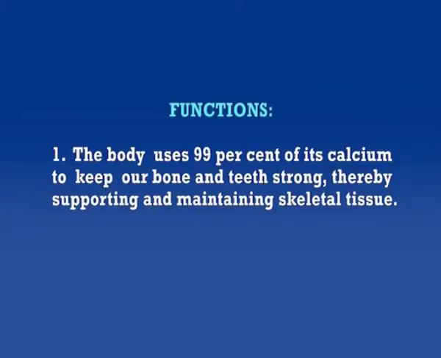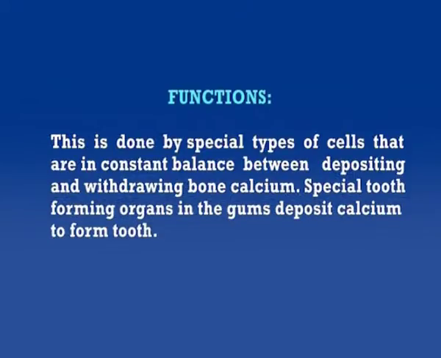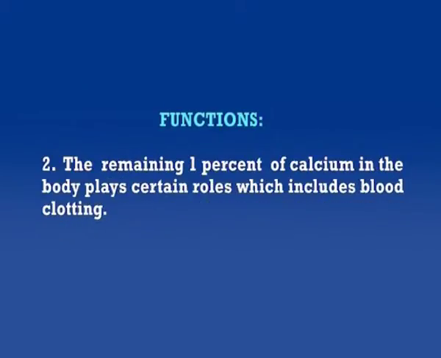First, the body uses 99% of its calcium to keep our bones and teeth strong, thereby supporting and maintaining skeletal tissue. This is done by a special type of cells that are in constant balance between depositing and withdrawing bone calcium. Special tooth-forming organs in the gums deposit calcium to form teeth. Second, the remaining 1% of calcium in the body plays certain roles, which include blood clotting.